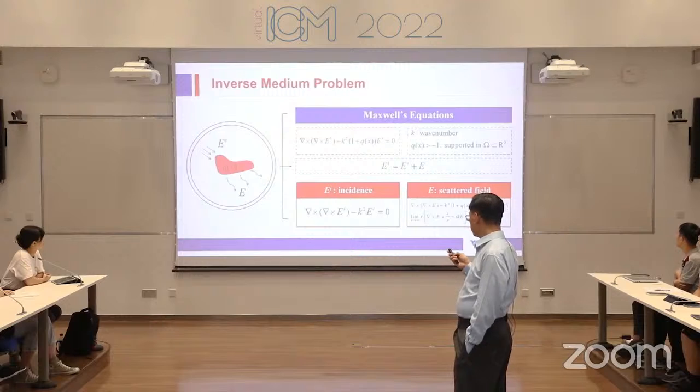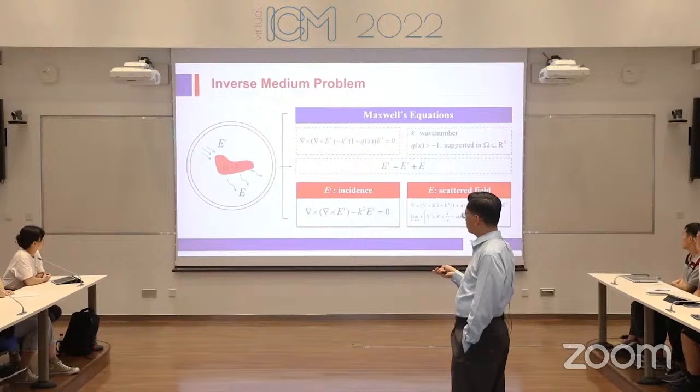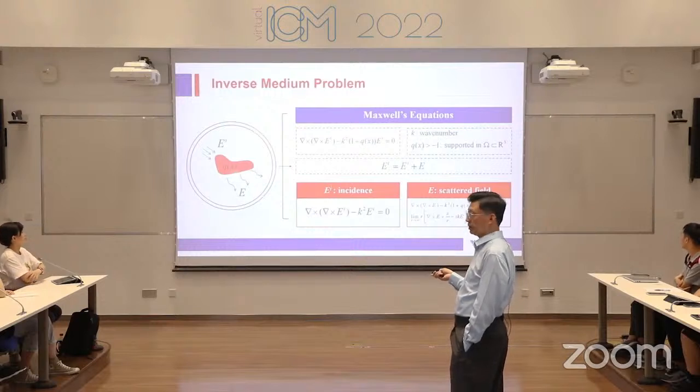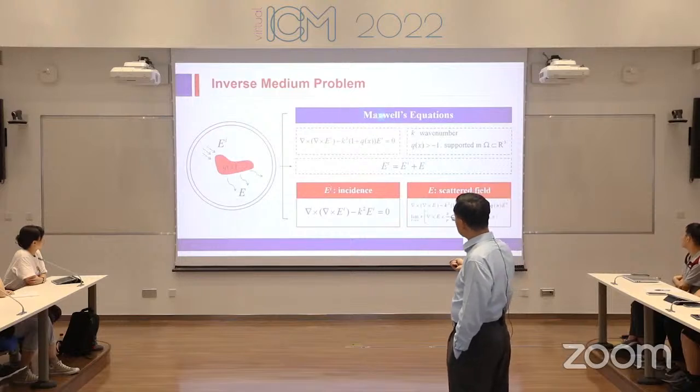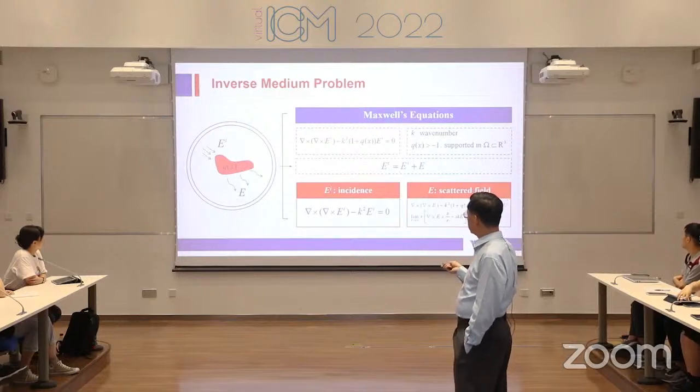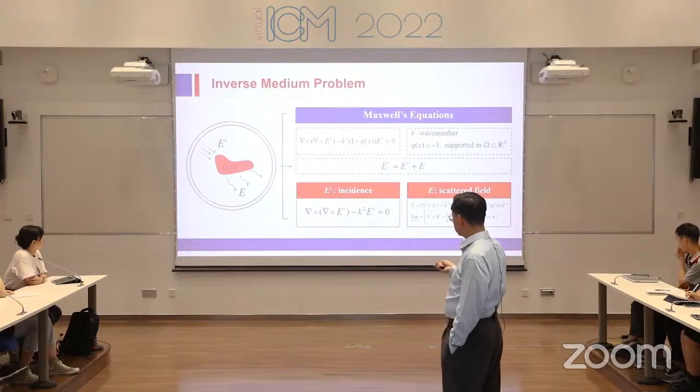The medium function is Q(x). We shine an incident plane wave on the medium, and the energy is distributed along various directions because Q is inhomogeneous. Then you go back to the time harmonic Maxwell equations. If you get rid of the magnetic field, this is what you have.